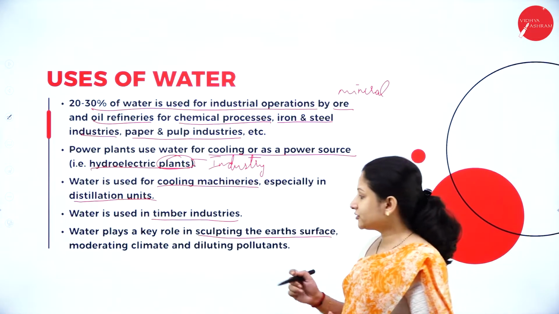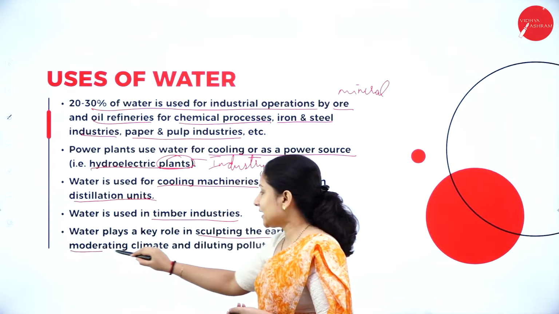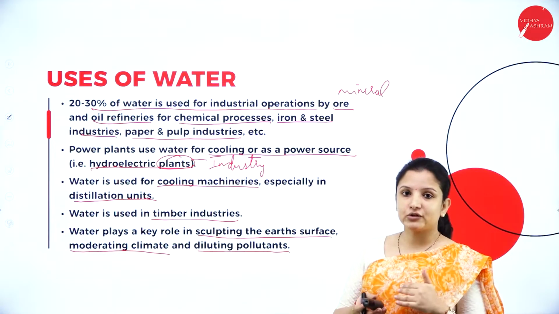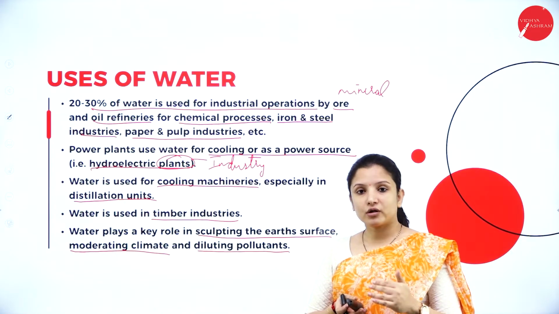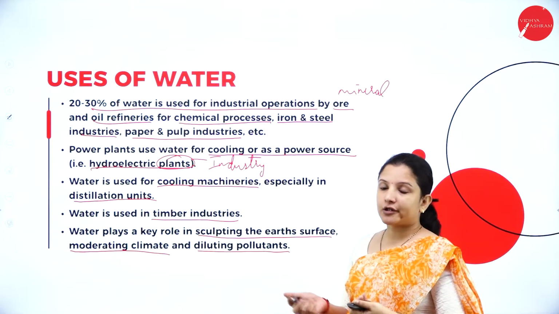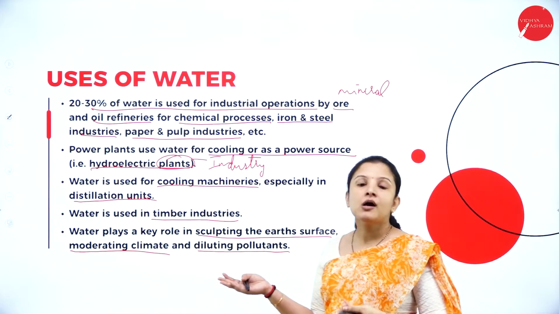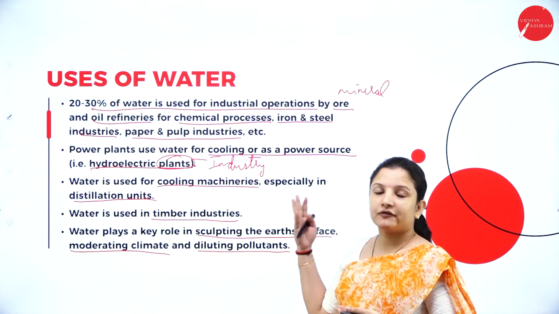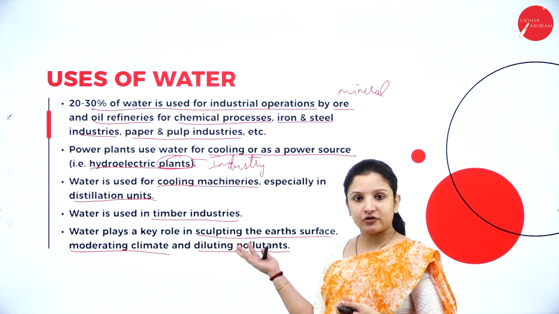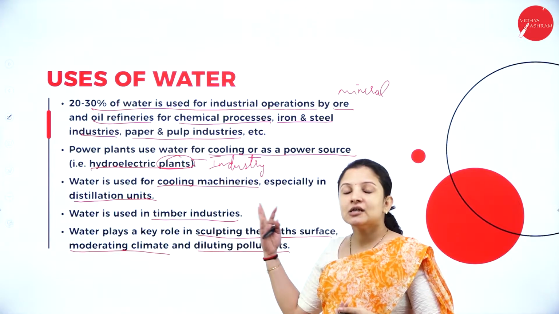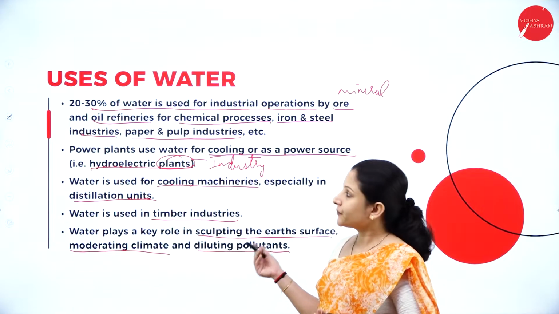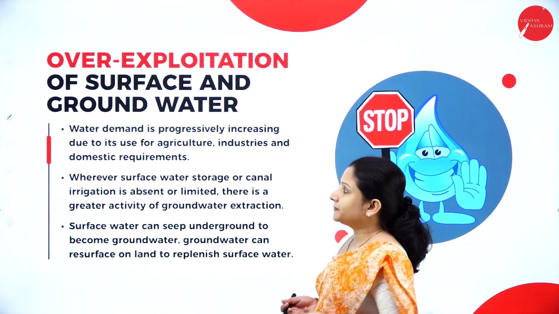And water is also important for maintaining the climate and also to dilute or reduce the pollutants. Also water is very, very important. So these are the different uses of water. So this question can be asked for either 4 marks or 10 marks. So if it is for 4 marks, just write 5 points. 5 points if you write is enough. For 10 marks means at least 10 points you need to write about the uses of water. So these are the uses of water.